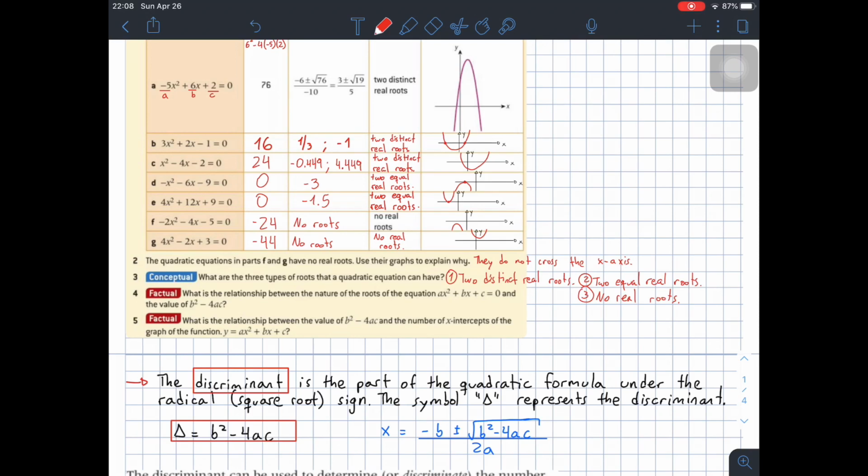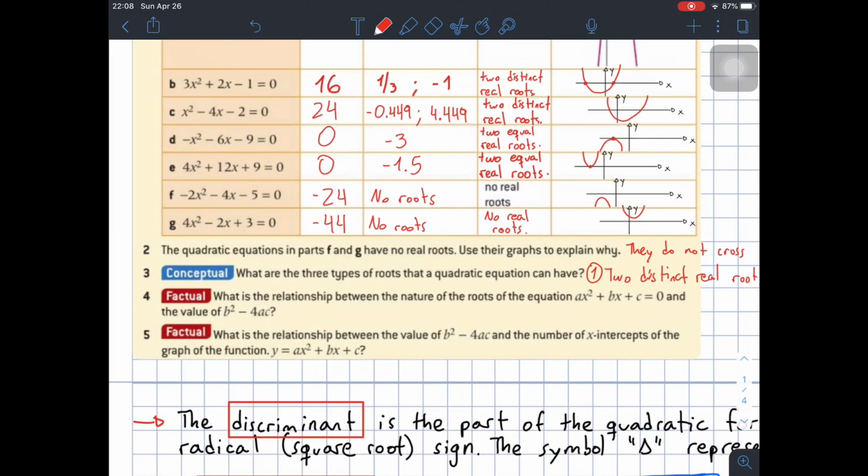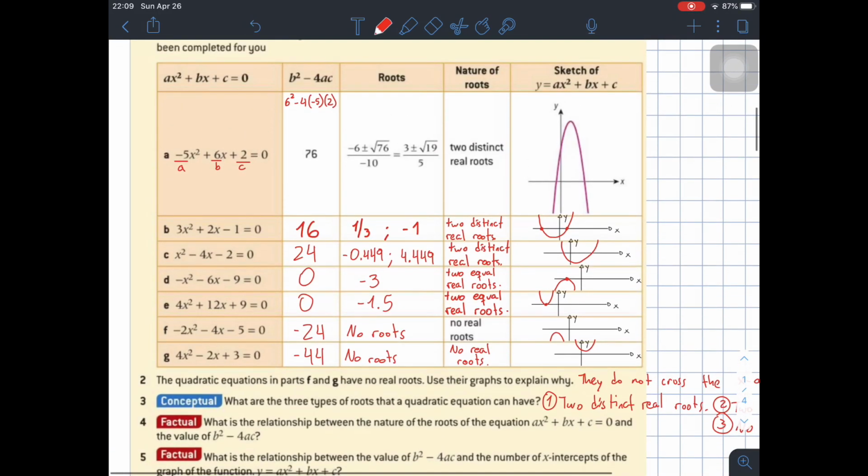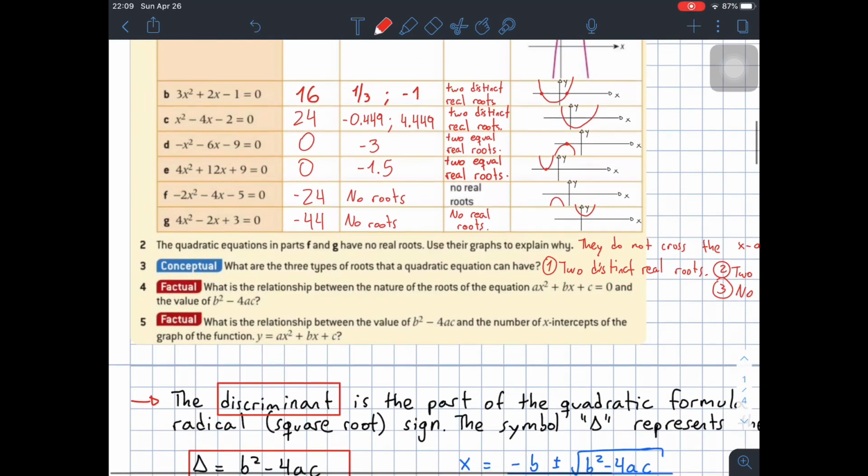Then number 4, what is the relationship between the nature of the roots and the equation ax squared plus bx plus c and the value of b squared minus 4ac? Okay, and what did we see here? Whenever this value was positive, we got two distinct real roots. Whenever this value was 0, we got two equal real roots. And finally, whenever these values were negative, we got no real roots, okay? So that's the relationship between b squared minus 4ac and the nature of the roots, okay? We're gonna see a summary of that in a second.